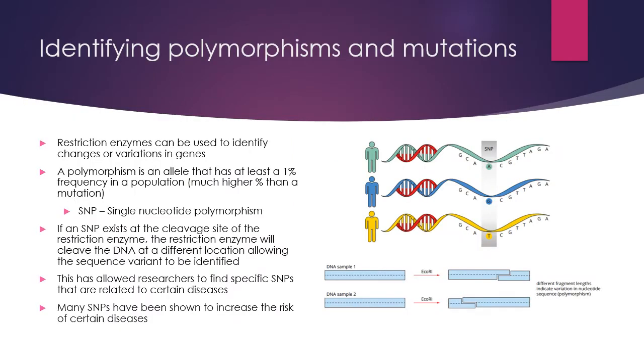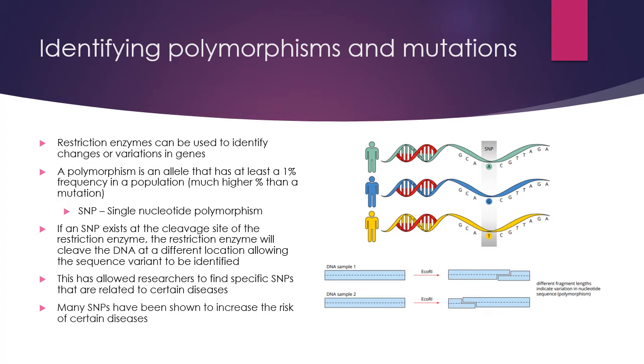Now, these restriction enzymes are useful if you want to identify mutations and polymorphisms. I mentioned this previously in the last lesson, and this isn't specifically in the syllabus, but it's interesting. We talked about a polymorphism being an allele that has at least a 1% frequency in a population. So that's a much higher percentage than just a random mutation. So it might be a particular gene that 1 in 100 people show, which is quite common, and we call that a single nucleotide polymorphism, where it only involves one base.